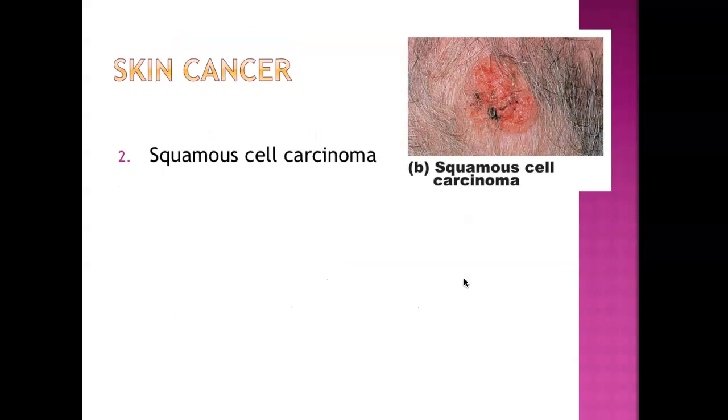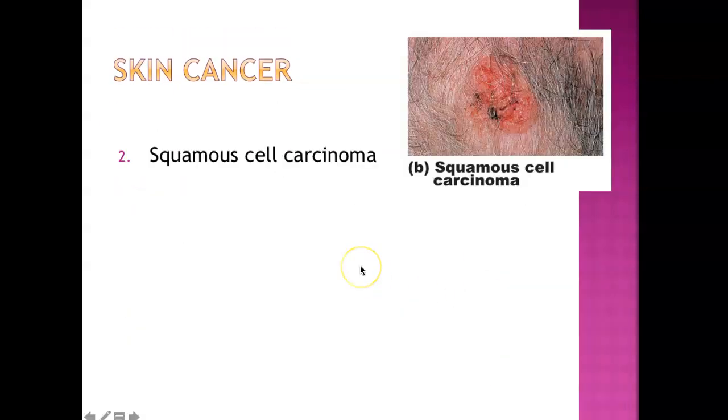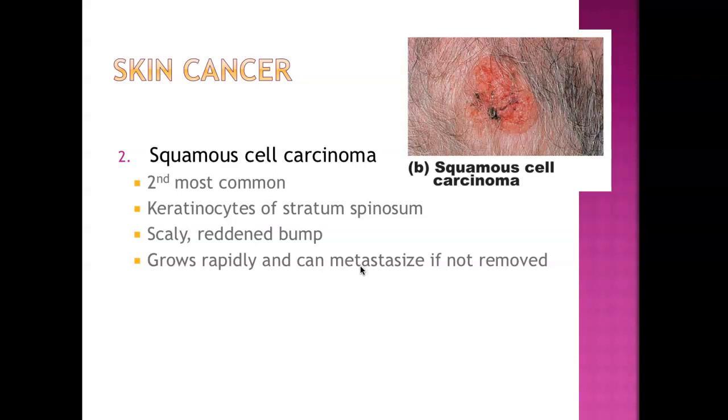Right, the second type of skin cancer is called squamous cell carcinoma. This is going to be a little bit more serious than the last one. It's the second most common. It is going to involve the keratinocytes of the stratum spinosum. Okay, and I'm going to show you a picture in just a second of the stratum basale and the stratum spinosum. They're usually going to present as scaly reddened bumps. They can grow rapidly and can metastasize if not removed. So that's what makes this more serious.